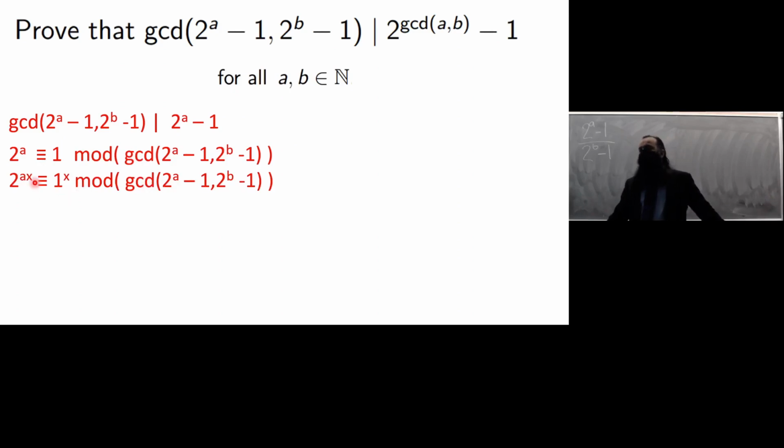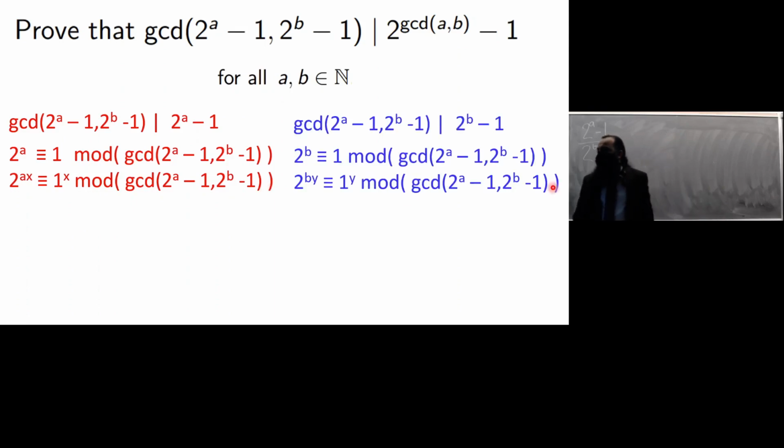Okay, now let's raise both sides to the power x. We're used to doing this, right? We had 3 squared to the power 2,000 in the last class. So here we just have 2 to the a to the power x, 1 to the power x. Have I gone too fast for anyone?